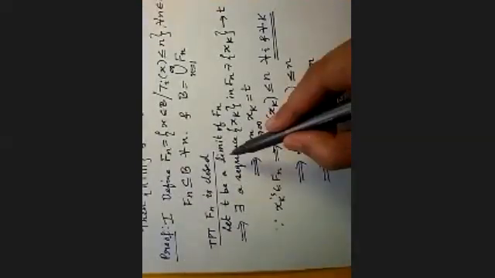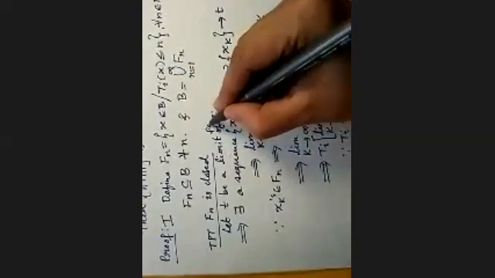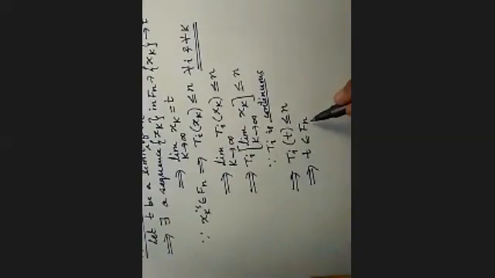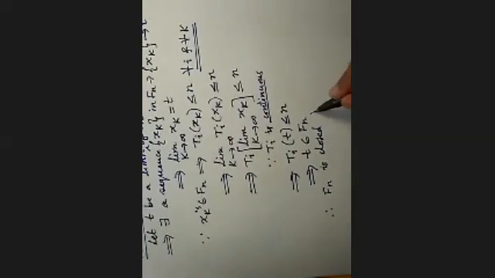So what was t? t is any limit point of Fn, and I got that limit point belonging to Fn, so it contains all its limit points. Therefore, Fn is closed for all n. So all Fn's are closed. This is our step 1. Very, very simple. Now we shall go to step 2.